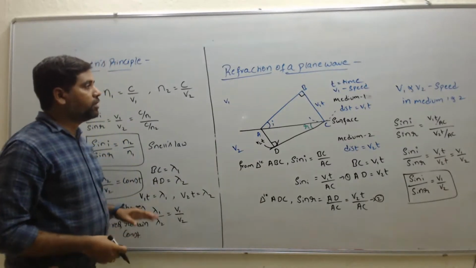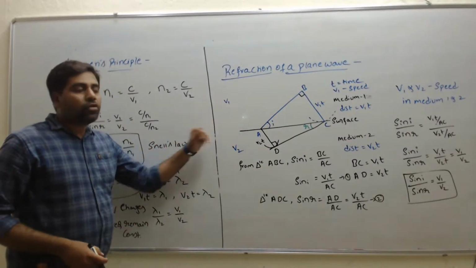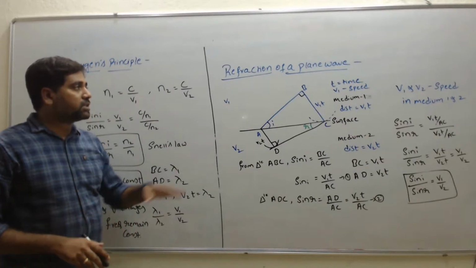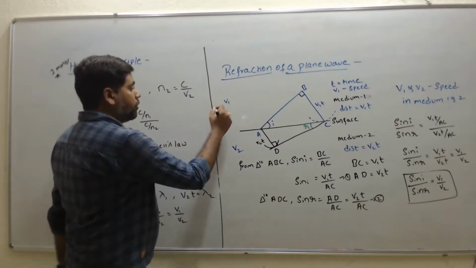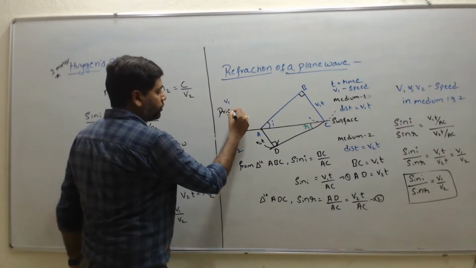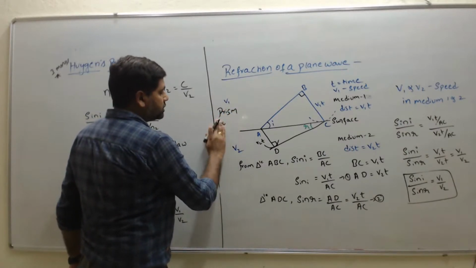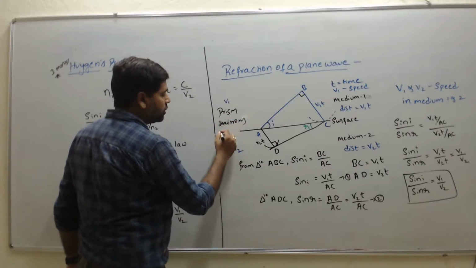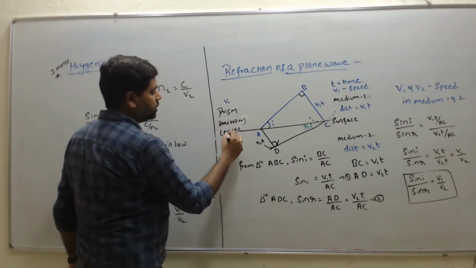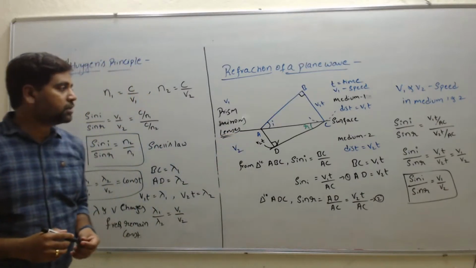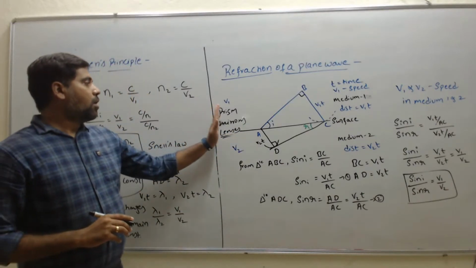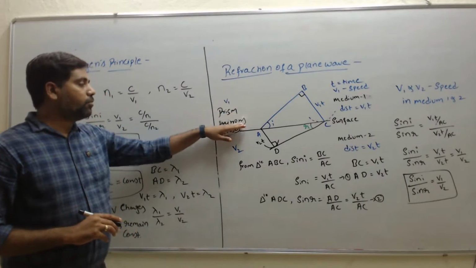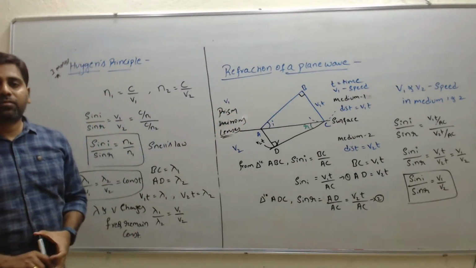In the next class, we will discuss from denser to rarer medium, and total internal reflection, and refraction that takes place in prisms, mirrors and lenses. So in the next class, we will discuss how the plane wave changes when it travels through prisms, mirrors and lenses. Thank you.